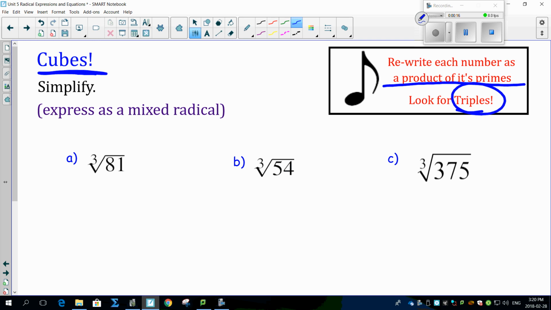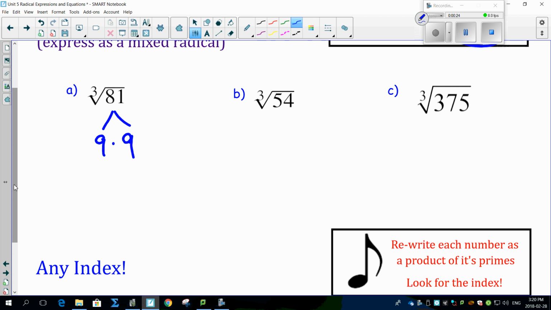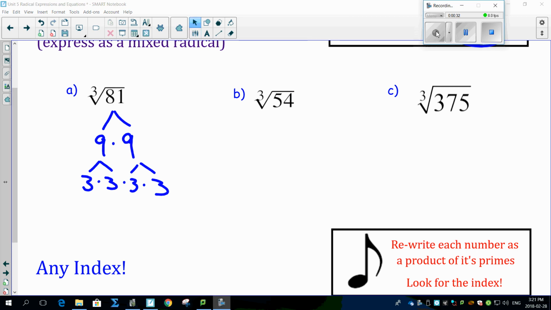Okay, so let's look at this one. Take a look. We've got the cube root of 81. If you break that down, that's 9 times 9. And if you keep on going, you know that that's 3 times 3 times 3 times 3. So look for triples. Do you see how many we have? We've got 4 of them. But that index is the thing that tells us we only need 3 of them.